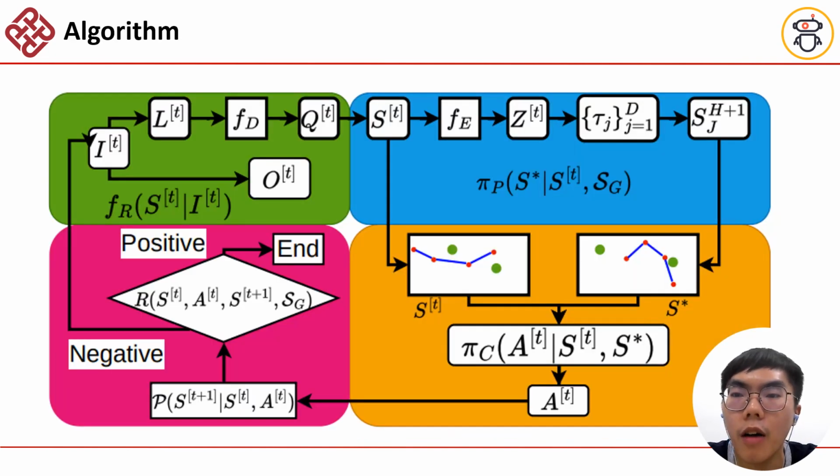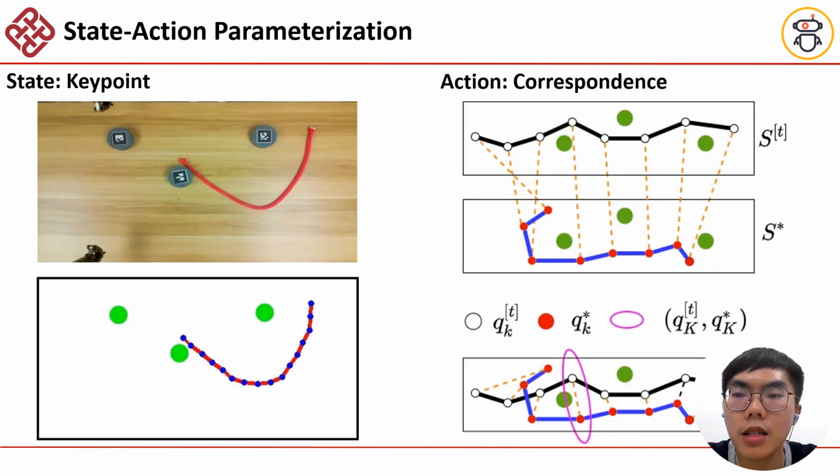Here is the overview of the algorithm. It consists of state representation, subgoal planning, and goal conditional control. The state includes sequence keypoints of the DLO and the coordinate of obstacles. The action is defined as correspondence-based manipulation from the present state to the subgoal.